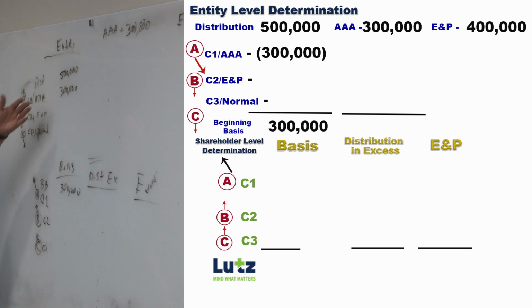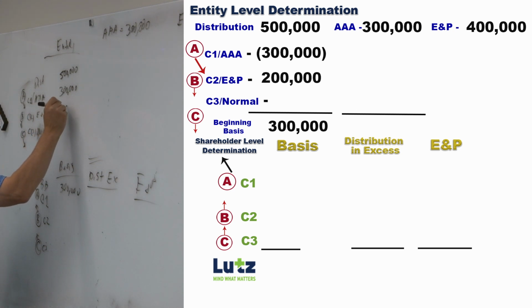So it says, well, now that we've accounted for 300, we got to go to the next stop, which is E&P. How much do I have left to account for? 200. How much is my E&P? 400. So the E&P stop is going to account for all 200.